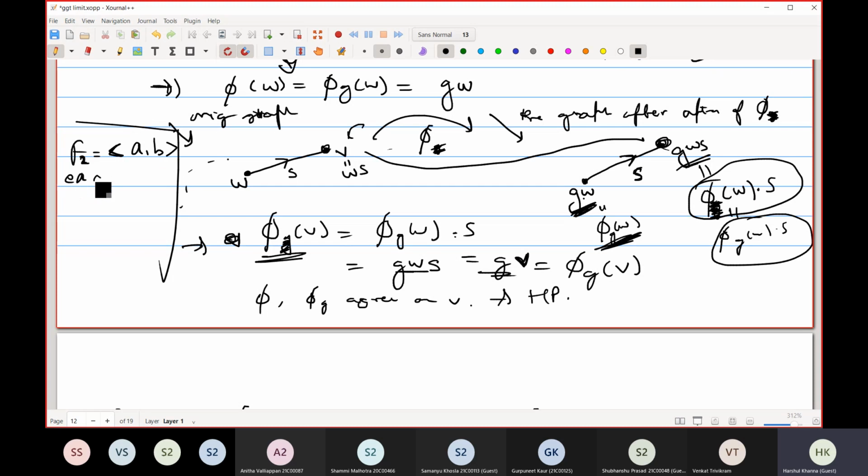So a, b, a cubed, b squared, a to the power minus 1, b to the power 5. So it's everything of the form a b, a squared b to the power minus 1, a cubed b to the power 5, and so on. So every element is of the form a to the power p1, b to the power p2, a to the power p3, and so on, or it's of the form b to the power p1, a to the power p2, b to the power something, and so on. Finitely many.